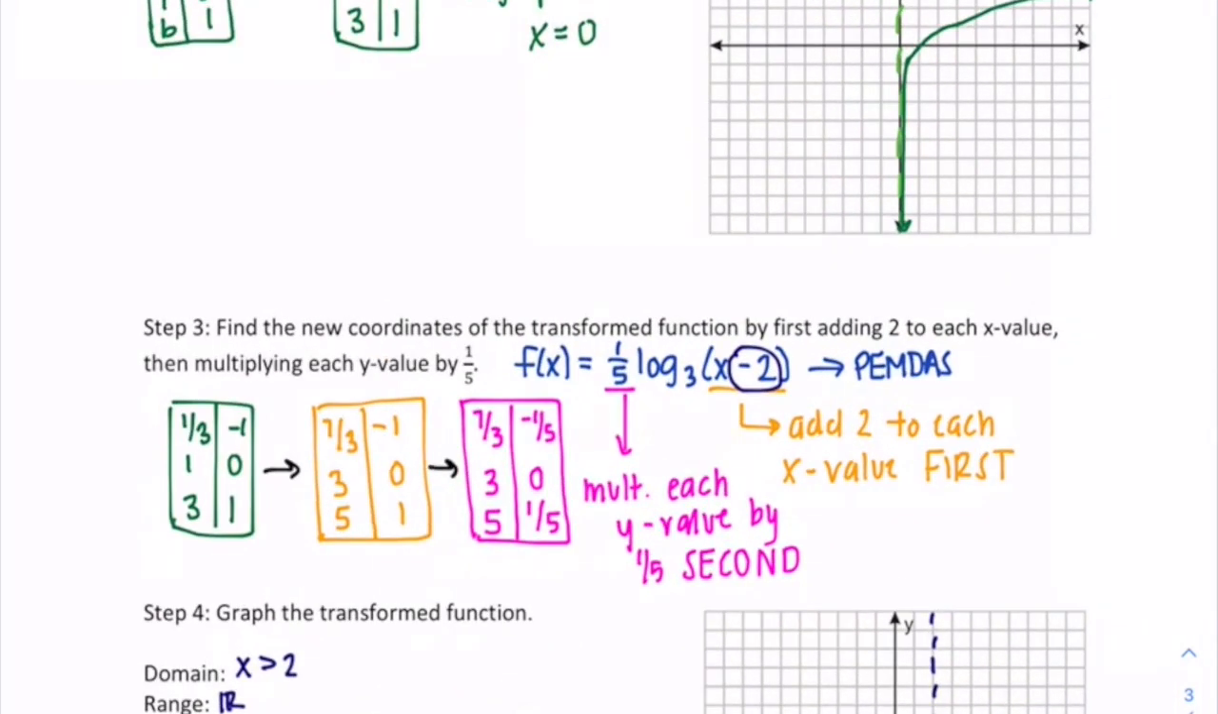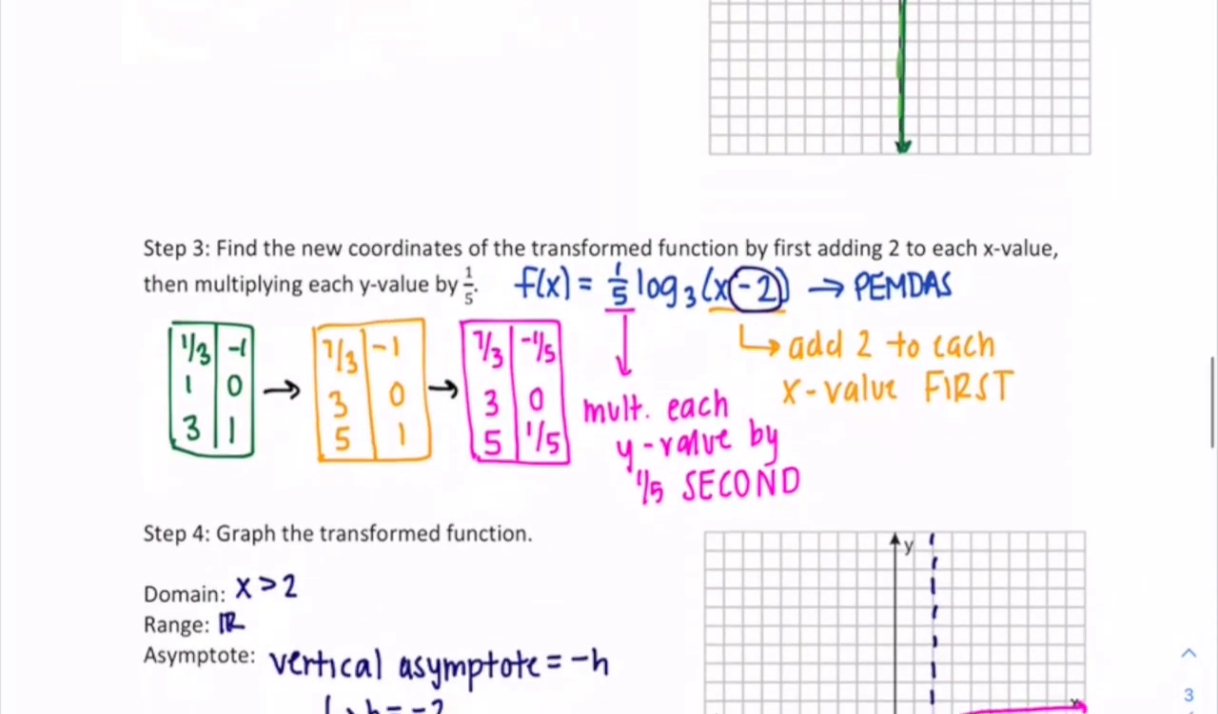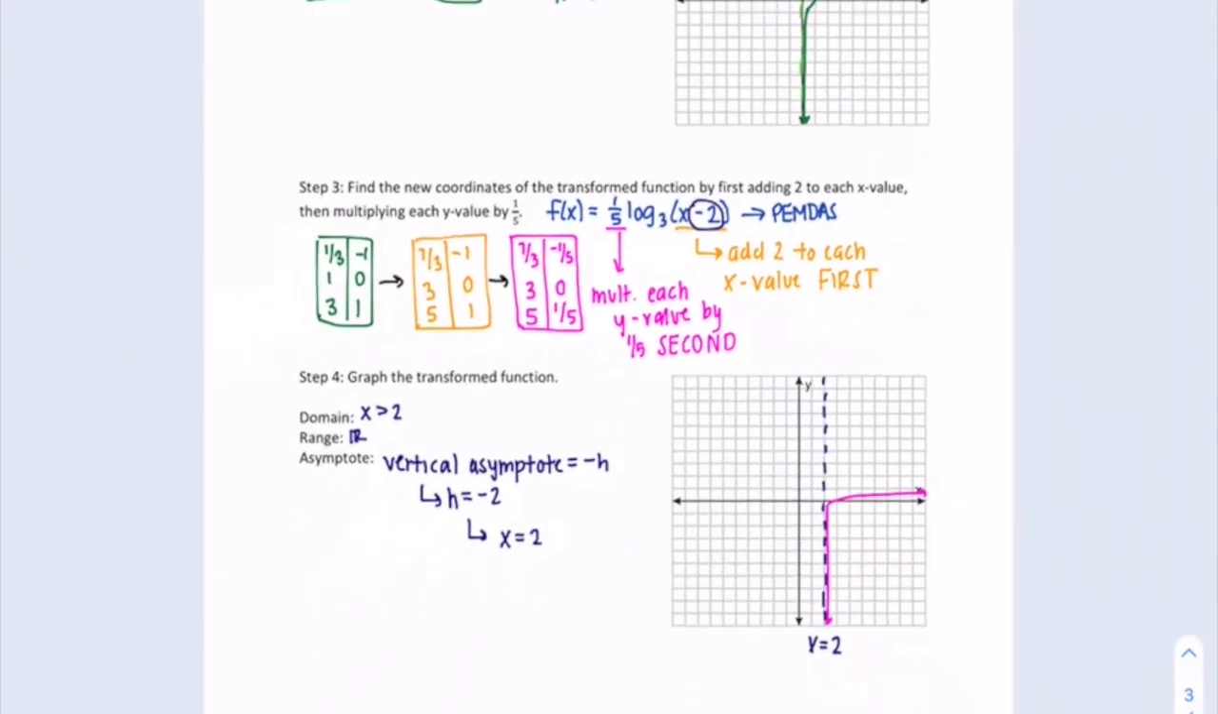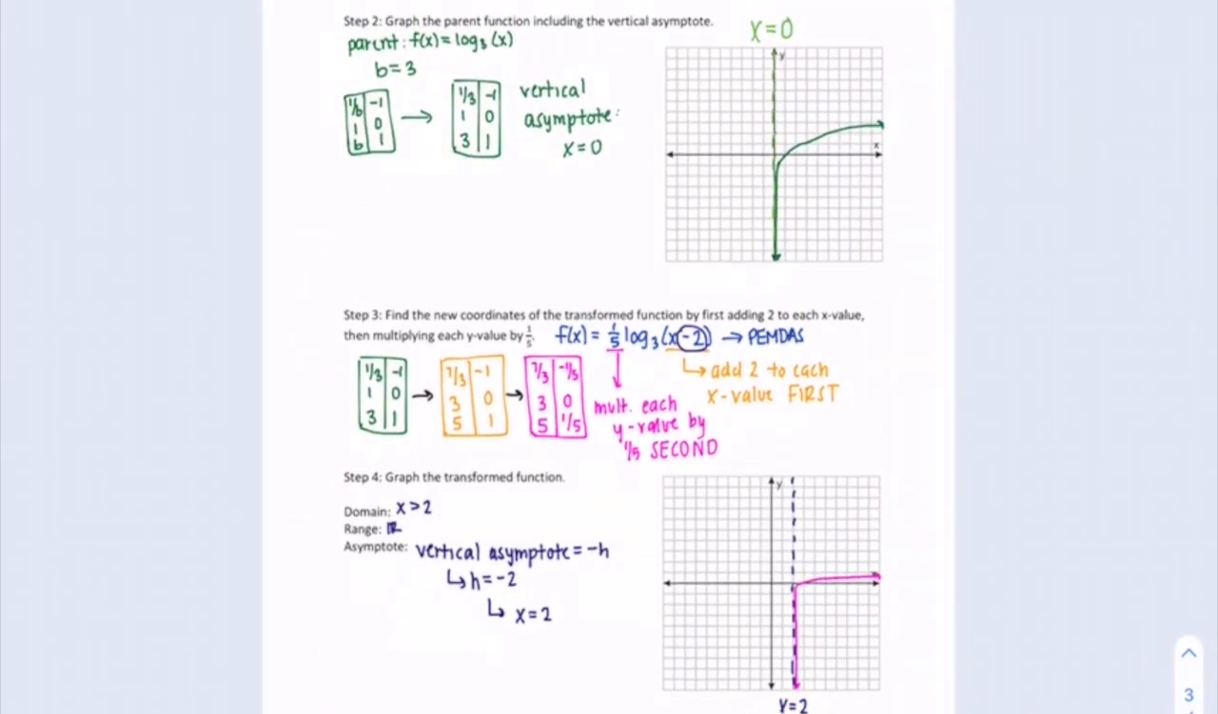Looking at our parent graph compared to our new graph, you can see that it has been compressed vertically, so it looks like it's been stepped on almost, and it's also been shifted 2 units to the right.